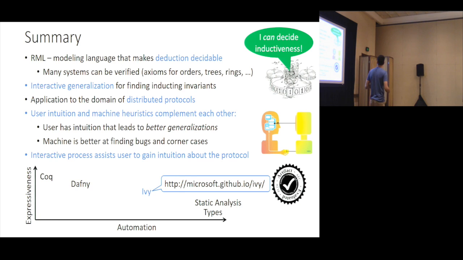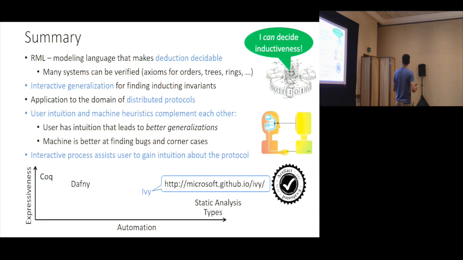Okay. To conclude, our approach for verifying protocols has two key ingredients. One is a restricted modeling language that makes certain verification tasks, and most importantly checking inductive invariants, decidable. Even though it's a restricted model, many systems can be modeled by using smart encodings, for example the access for the ring, so that we reason about the paths in the ring. Very encouraged about that. The other key ingredient is active generalization and interactive invariant inference, which is based on interactive generalization, as you've seen, for protocols.